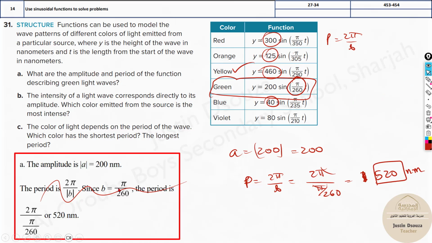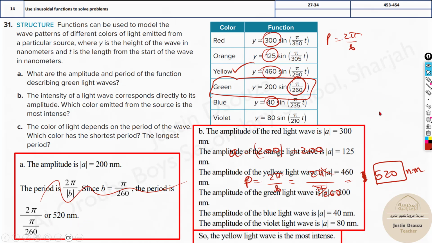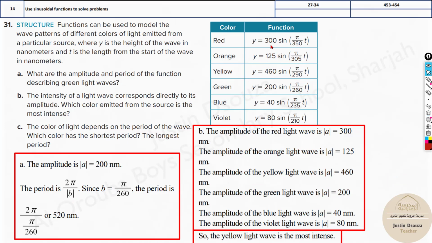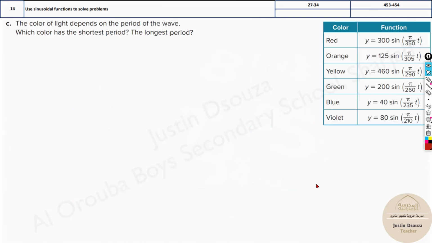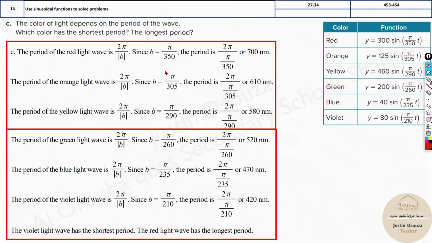So I'll just go to the answers for that. Over here, the amplitude is 200. It's nanometers here as well. They have clearly mentioned it, and it's 520 nanometers. And then what about the B? We told yellow is having the highest. Yes, it's yellow. And what about this period? You have to just solve for all the periods. So we see the answers, and then check which is the highest period. The highest is 700. Red is having the longest period. The shortest is by violet color. So you can see violet is having the shortest. Red is having the longest period.